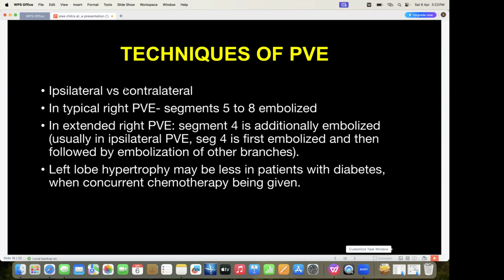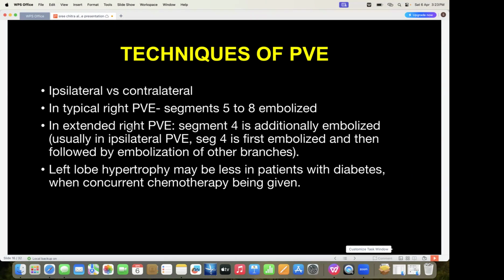In our limited experience, we have done all cases with only the ipsilateral side. So contralateral was not done in our experience. In typical right portal embolization, segments 5 to 8 are embolized.